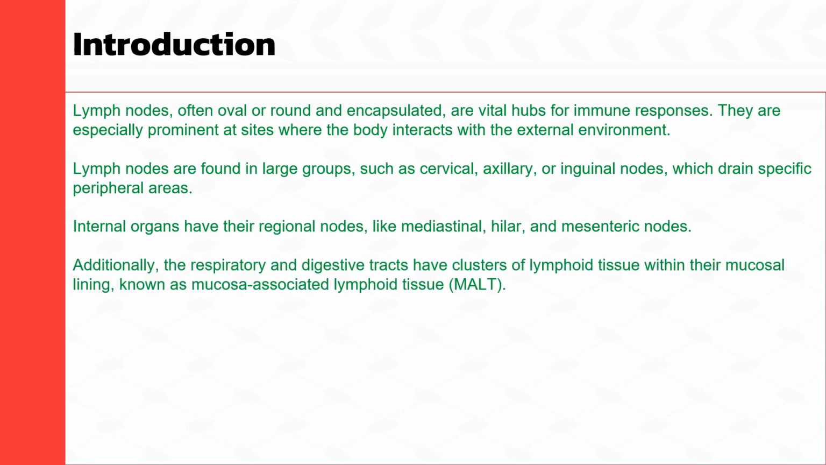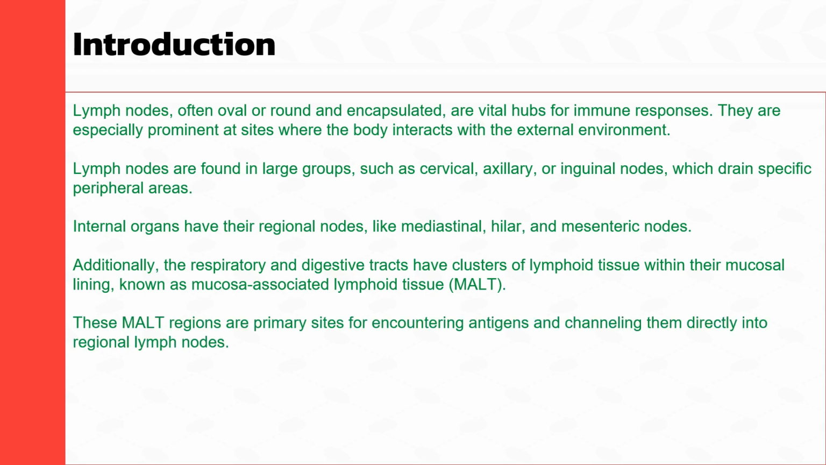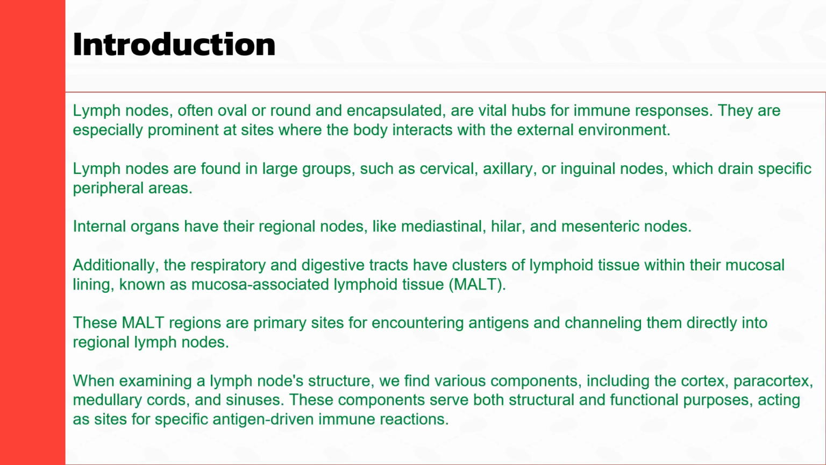Additionally, the respiratory and digestive tracts have clusters of lymphoid tissue within their mucosal lining, known as mucosa-associated lymphoid tissue, MALT. These MALT regions are primary sites for encountering antigens and channeling them directly into regional lymph nodes. When examining a lymph node structure, we find various components, including the cortex, paracortex, medullary cords, and sinuses. These components serve both structural and functional purposes, acting as sites for specific antigen-driven immune reactions.